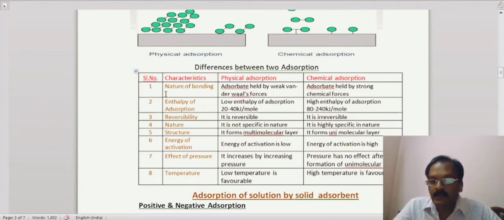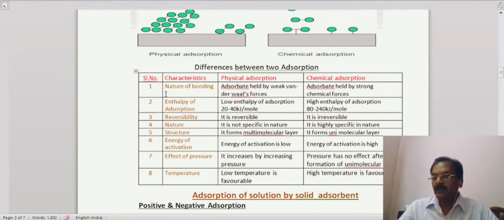Then the nature: physical adsorption is not specific in nature, and chemical adsorption is highly specific in nature. It means the same surface of the adsorbent can adsorb any number of adsorbates. Either you can adsorb CO2 on the surface of charcoal, or you can adsorb other gases on the surface of charcoal. Like this, different types of substances can be adsorbed. So it's not specific for a particular type of adsorbate molecule. But in case of chemical adsorption, one surface is made for only one type of adsorbate molecule, so it cannot take other molecules on the surface.